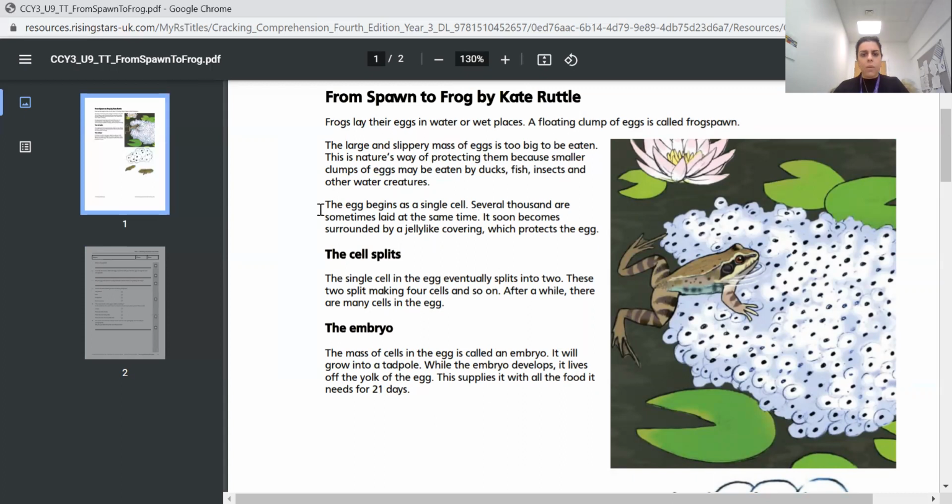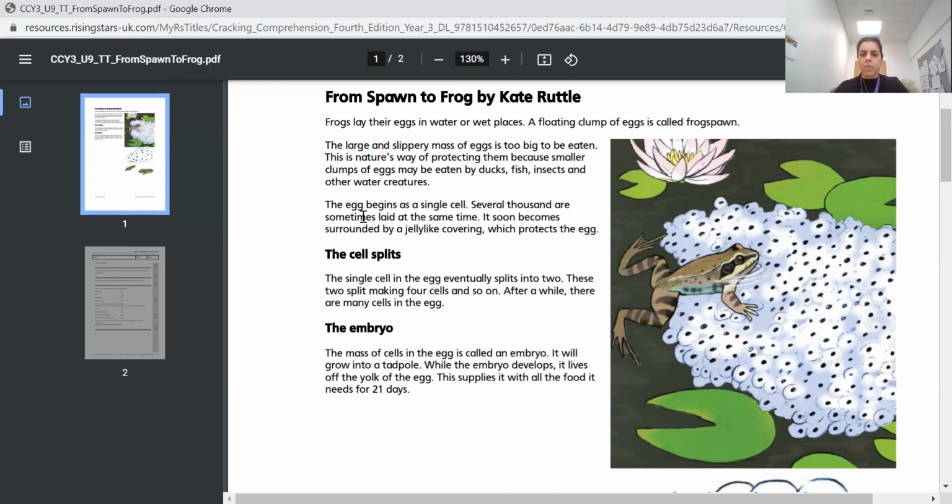Okay, now in this text, there was a bit of punctuation. This is a piece of punctuation just here. This is nature's way. And there's a piece of punctuation up there. I'd like you to write down on your piece of paper, what piece of punctuation is that? What's it called? It begins with an A. What is it called?